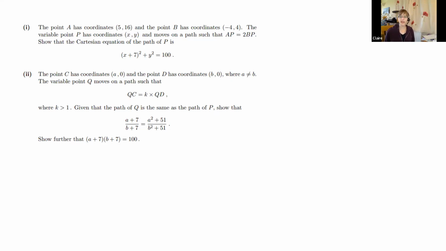Hello, today we're looking at assignment 19 from the STEP support programme. So this question's got a couple of different parts which are connected. It's all about the equations of some paths which obey certain conditions. So let's have a look at the first part.